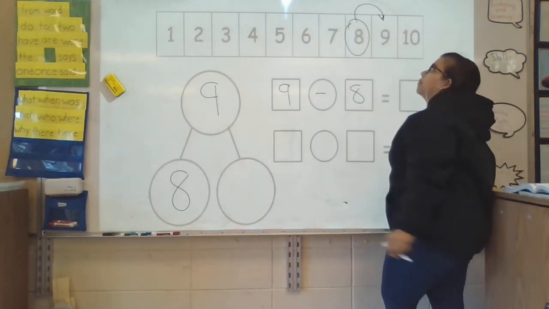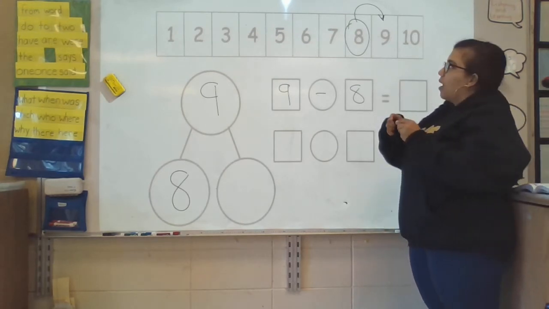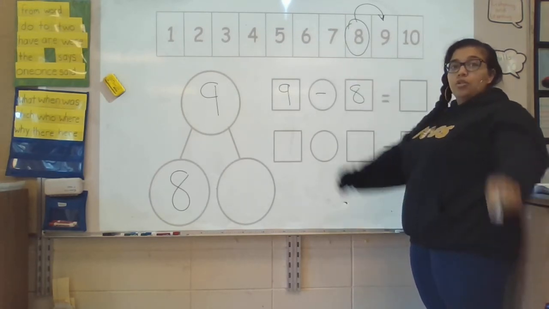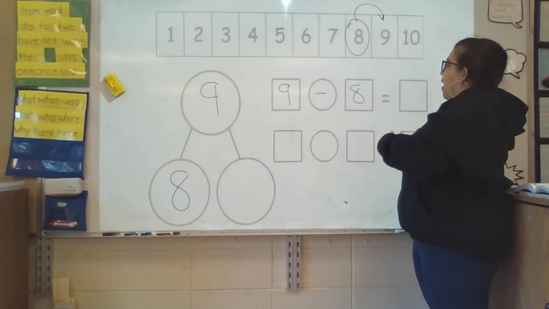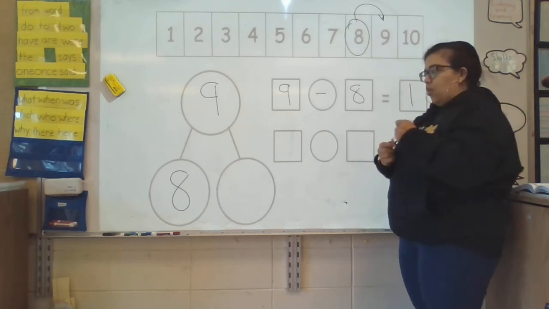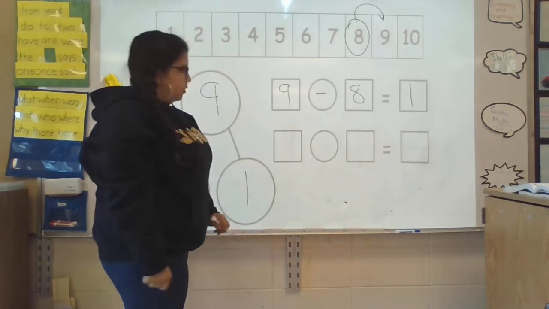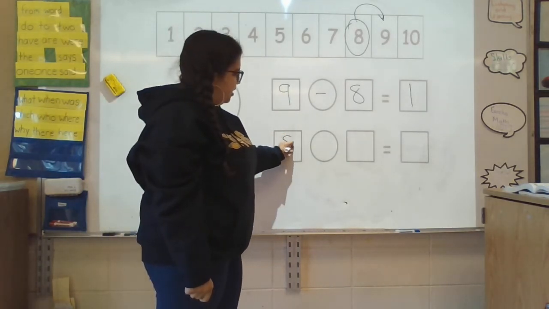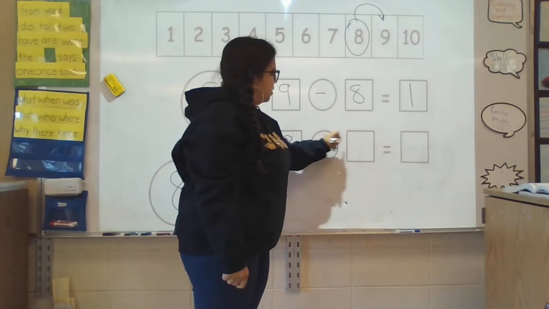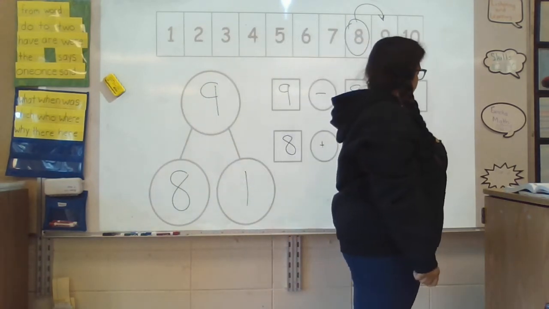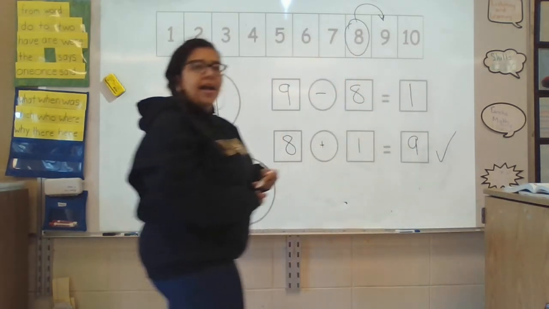1. From the part I know to the whole was 1 hop. Is 9 minus 8 equal to 1? Well, let's put 1 in this number box. Let's write a number sentence, an addition sentence that we're familiar with. 8 plus 1 equals 9. Huh, that checks out. I know that.